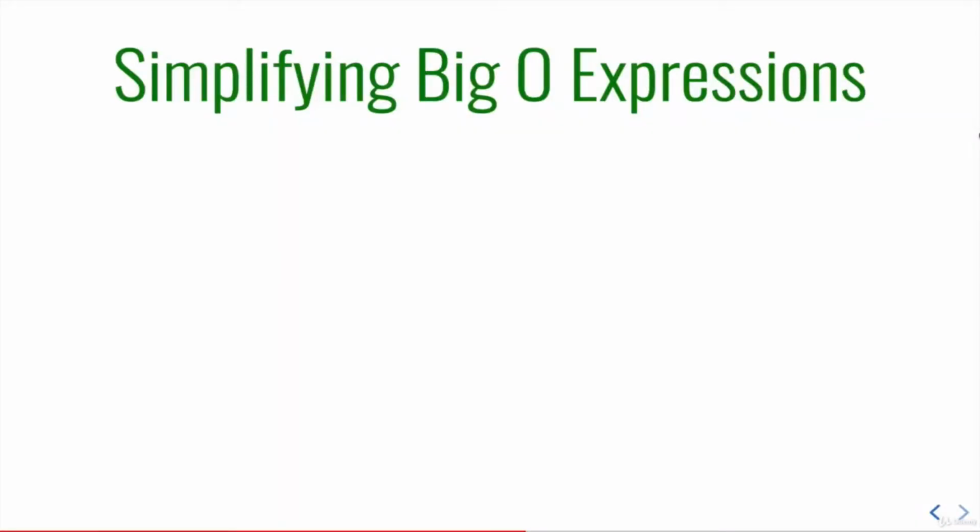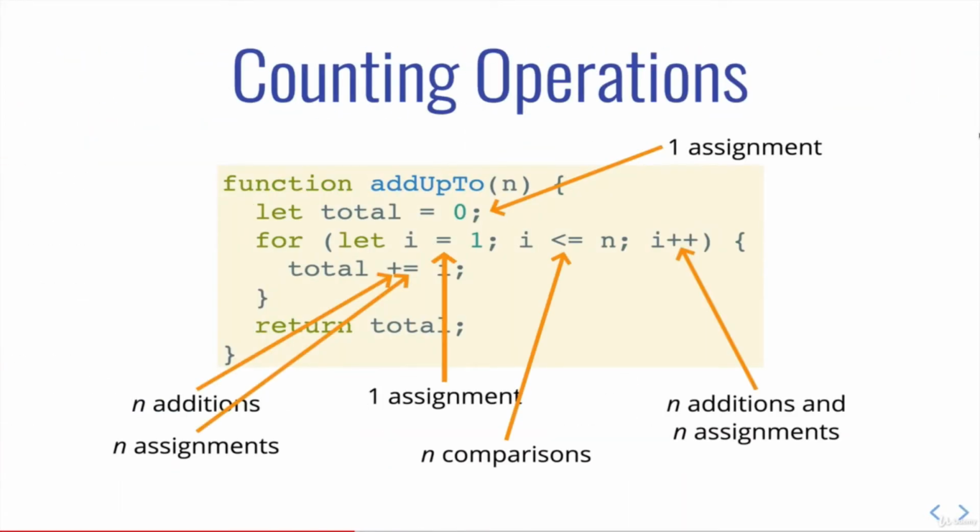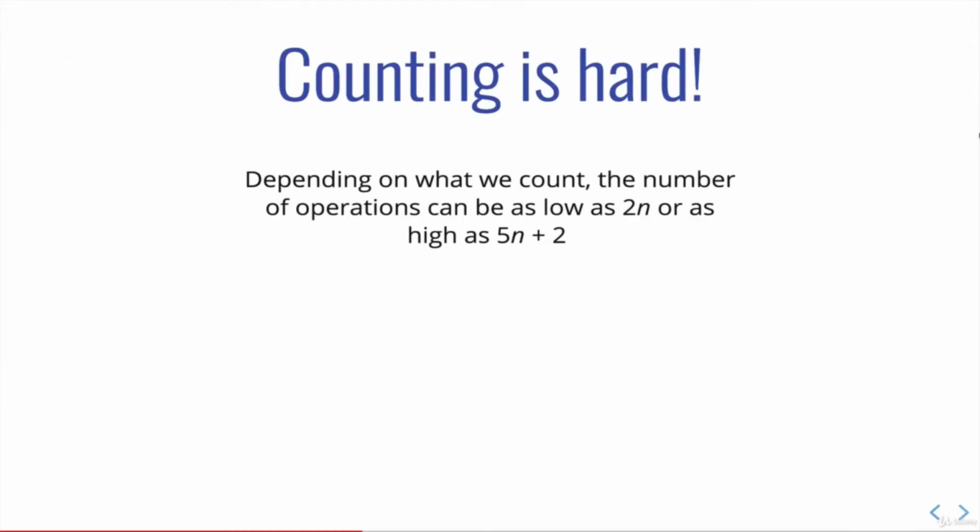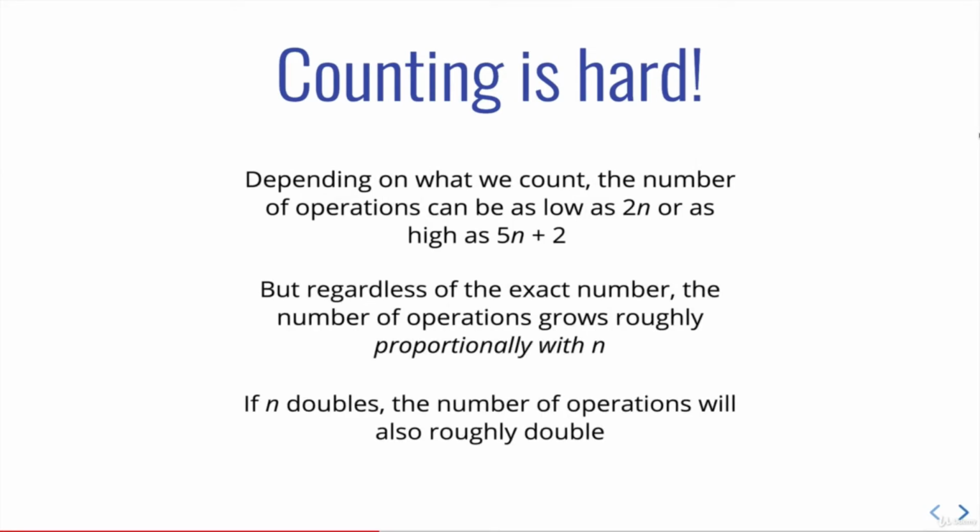All right, welcome back. So now we're going to talk more about simplifying big O expressions. We've already seen a little bit of this. I'm going to rewind a couple slides back. If you remember this slide, where we talked about how counting all these different operations can be tricky and that it doesn't really matter the exact count. All that we care about is really the general trend. And so we simplified this from 5n plus 2 to just n.